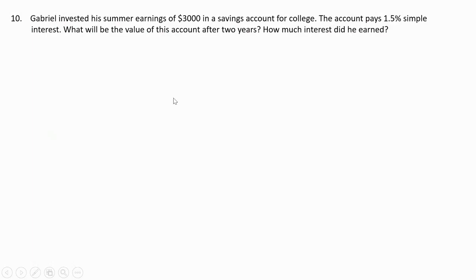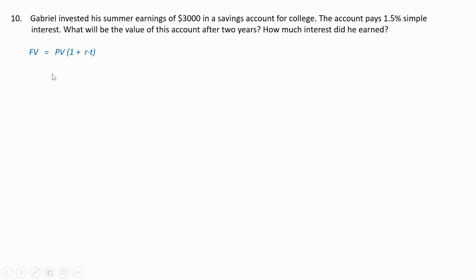Number 10 and number 11, they're going to come, I believe, from chapter 5, which is a finance chapter. Number 10 reads, Gabriel invested his summer earnings of $3,000 in a savings account for college. The account pays 1.5% simple interest. Right away, with simple interest, you know that there's a certain formula. What will be the value of the account after 2 years and how much interest did he earn?